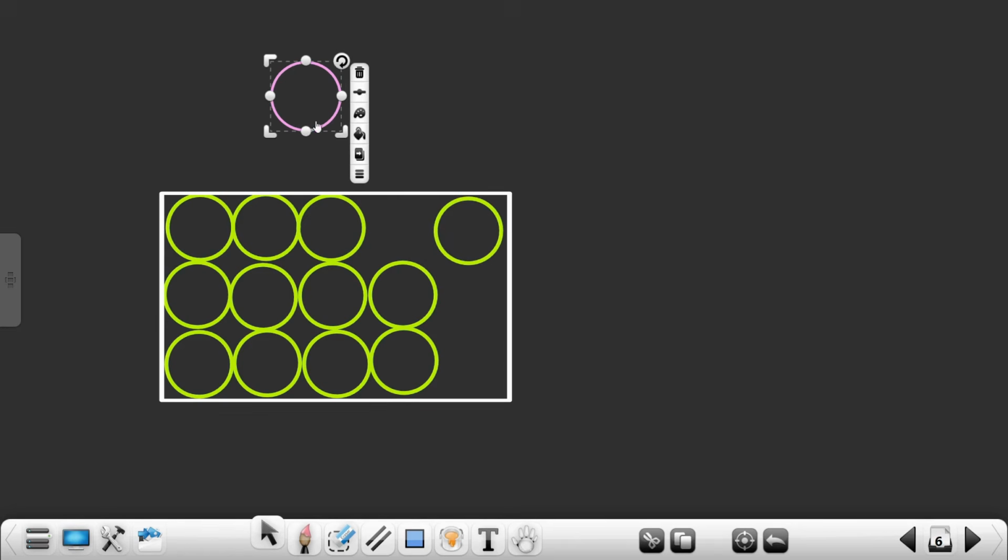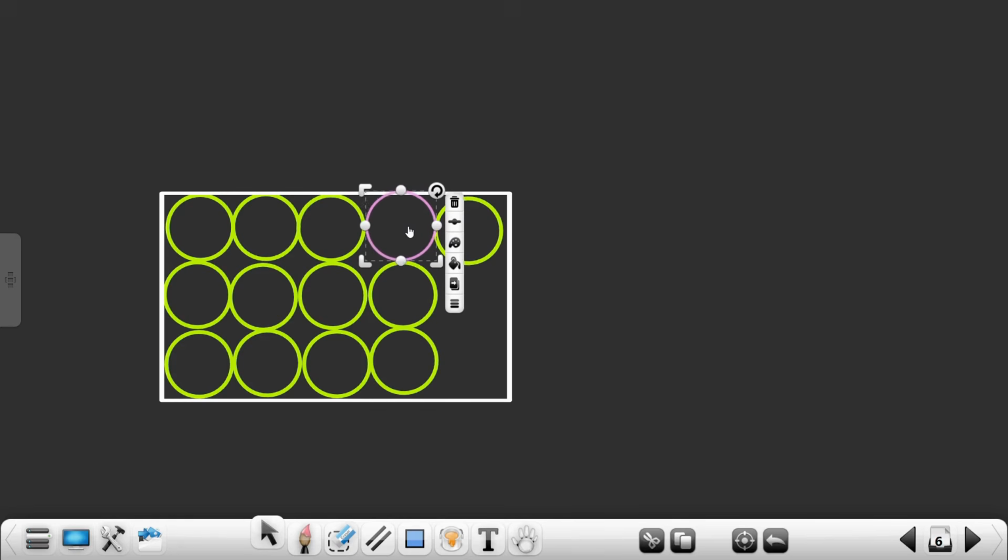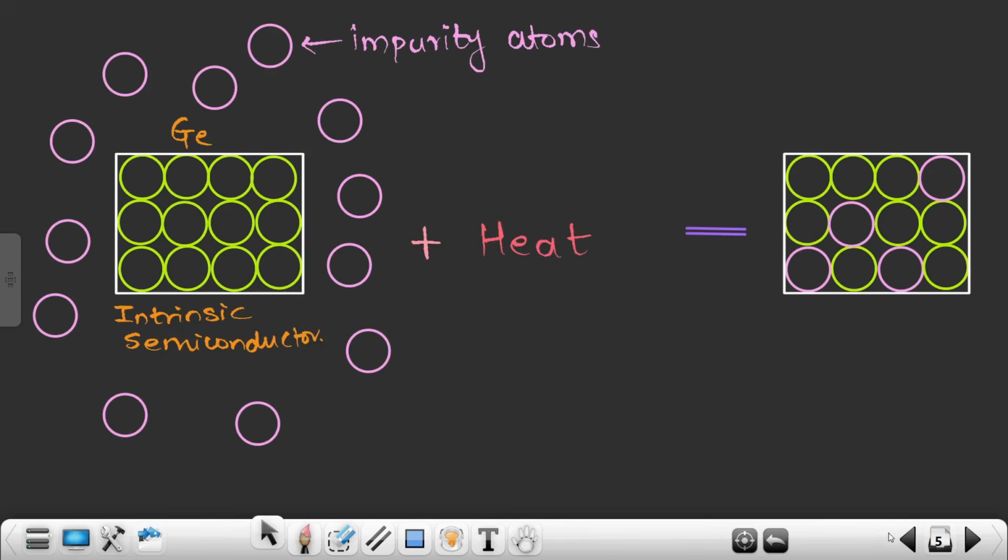The impurity atoms which are present in the surrounding atmosphere will try to accommodate themselves in this particular space. So this is how we do doping, with the help of the very first step, and that is heating.